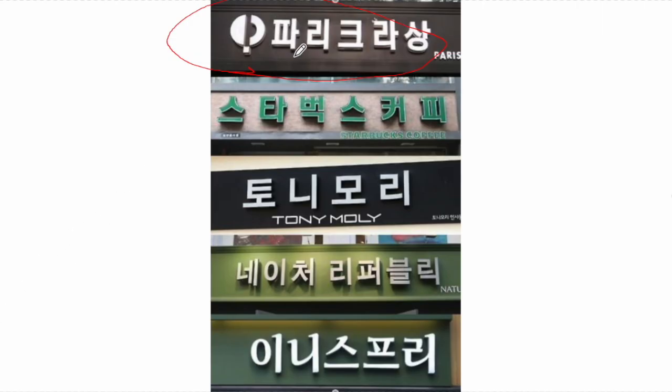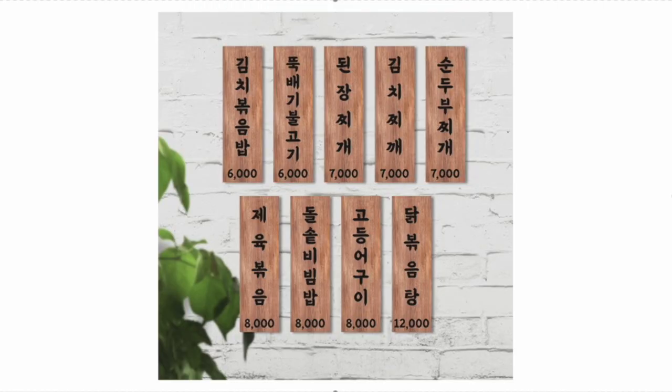And why don't you try to read this one? 파리 크라상. Paris Croissant. All right. And sometimes old-style restaurants will have their menus like this. And these are the prices, 6,000 won. Today, that'll be like $4.50 or something like that. Pretty cheap, right? So try to read something here. We read this one. So that'll go down. Okay, try.